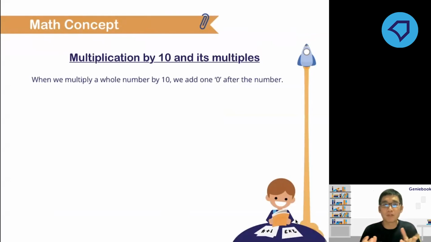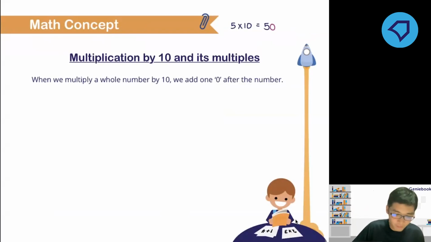All right, so very simple. You notice that whenever we multiply a whole number by 10, all we need to do is just to add a 0 after the number. Can you see that? Like for example, if I want to take 5 multiplied by 10, all I need to do is just to put down the number 5, and then I add a 0 to the back of the number. So the answer is 50.